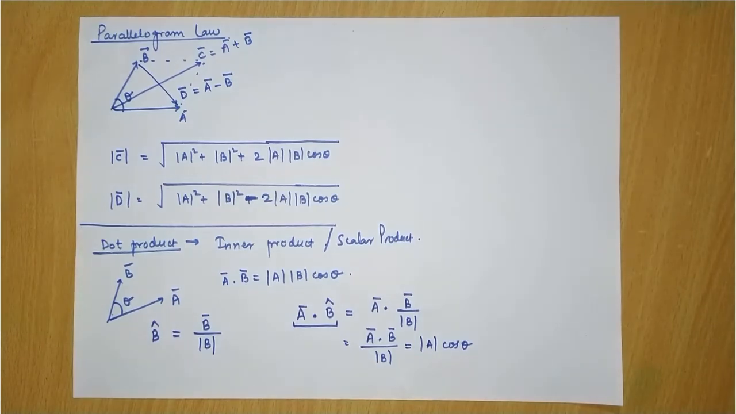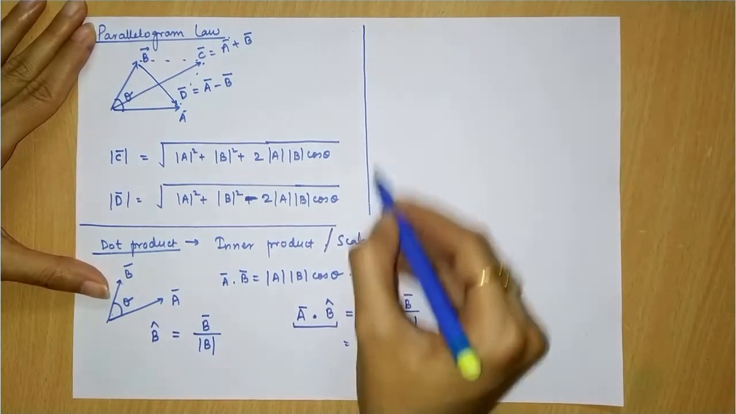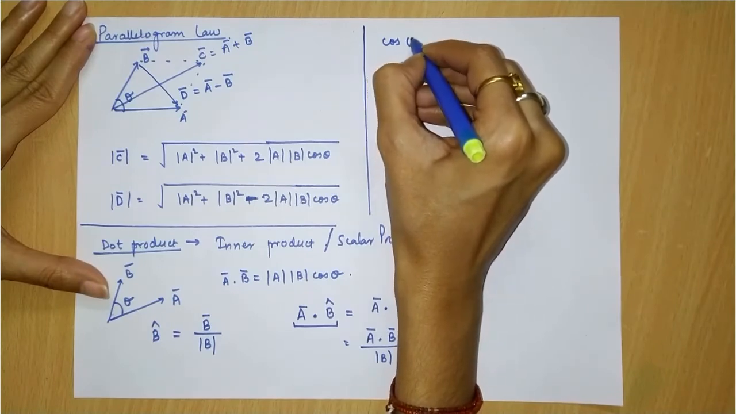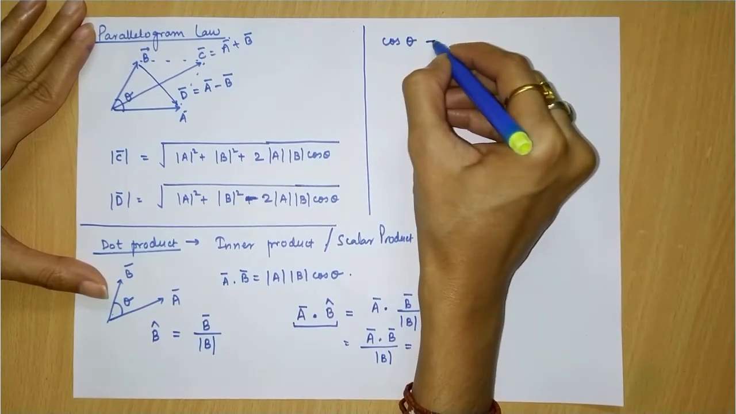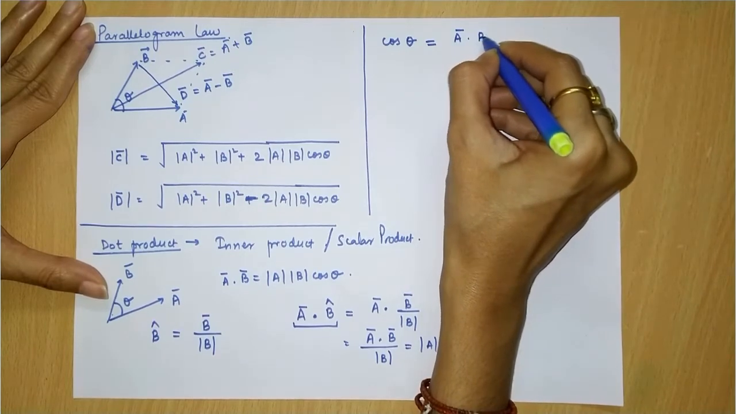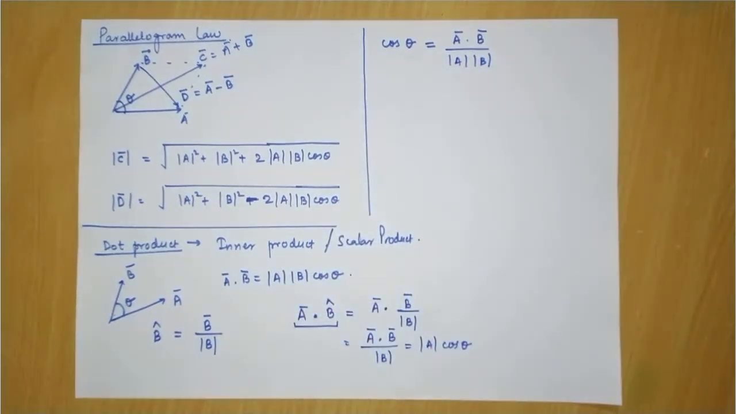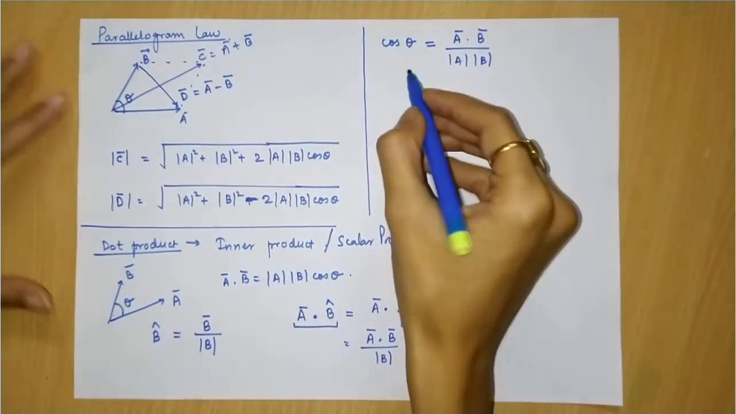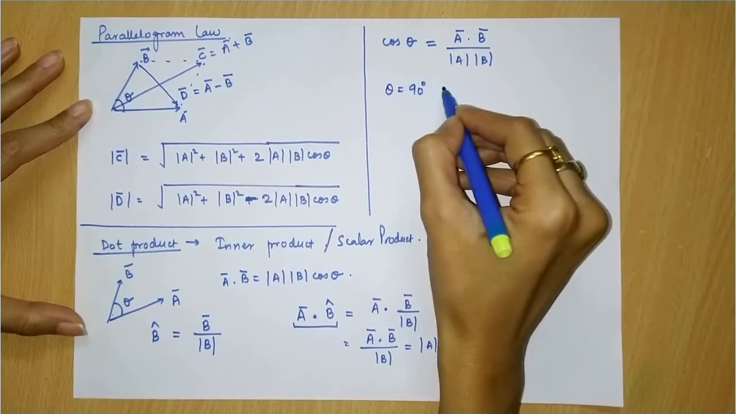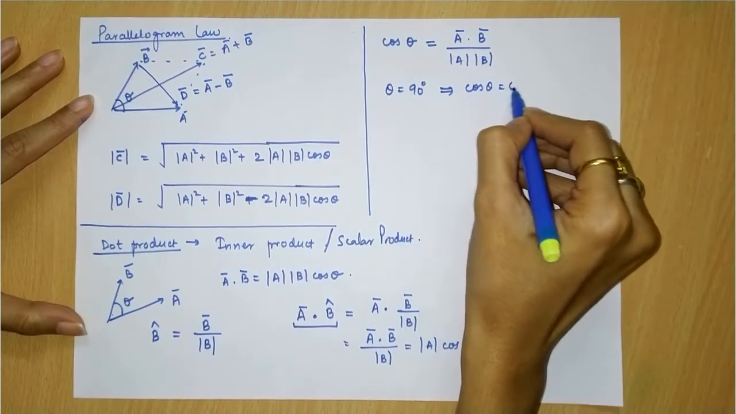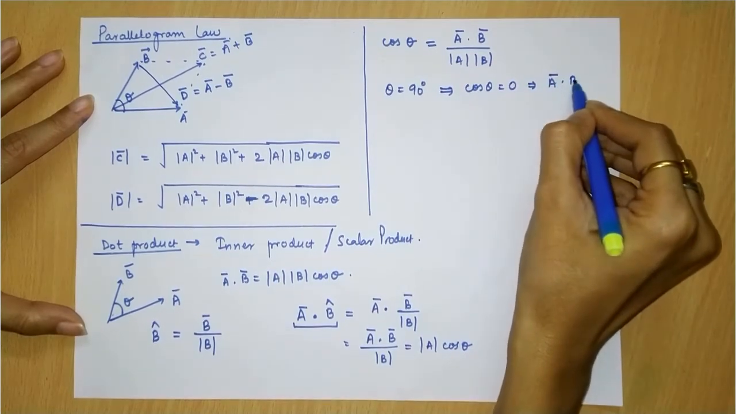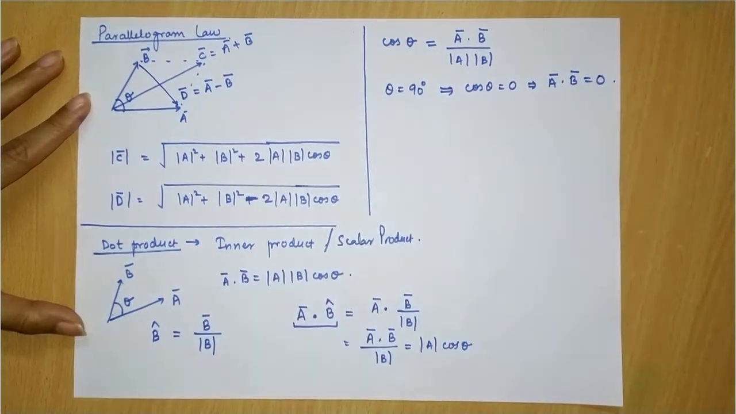This dot product is helpful if we want to find out the angle between the two vectors. Suppose the angle between the two vectors is theta, then cos theta is A vector dot B vector divided by mod A mod B. For mutually orthogonal vectors, this theta is equal to 90 degree. Hence cos theta is equal to 0. Therefore A dot B is equal to 0. So whenever dot product is 0, it means the two vectors are mutually perpendicular to each other.